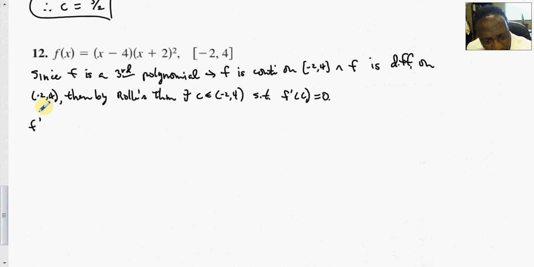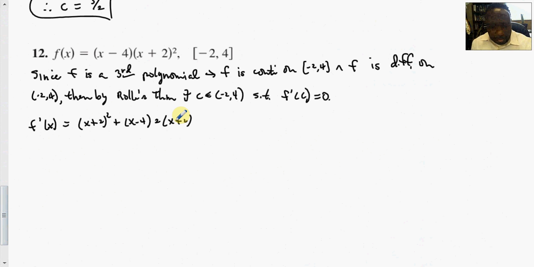So we take the derivative, F prime of X. We use the product rule. The derivative here is the derivative of the first times the second. So the derivative of the first is 1 times the second, X plus 2 to be squared, plus the first, X minus 4, times the derivative of the second. That's 2 times the expression X plus 2 times the derivative of X plus 2, which is just 1. So we simplify this. Looks like we can factor out X plus 2. So we do that. We have here left X plus 2 plus 2 times X minus 4.